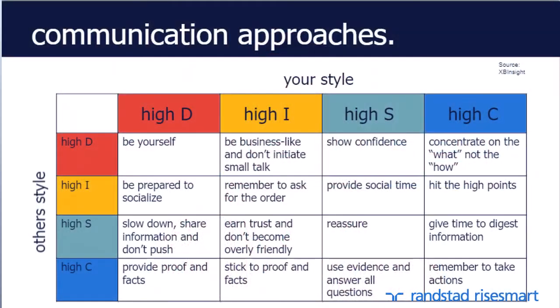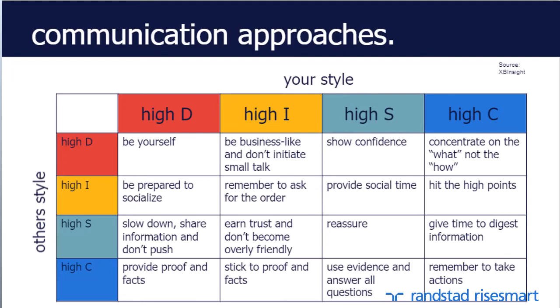Observe the styles of those you're communicating with and interact with them in a manner that meets their individual style. For example, if you're meeting with somebody that is dominant, be business-oriented and don't initiate a lot of small talk. Show confidence in your communication and concentrate on the what of the message. If the person that you're with seems to have that influential style, be ready to socialize, yet be sure to cover the business at hand at some point. Make sure you hit the high points of your messages and avoid nitty-gritty details until asked for them.